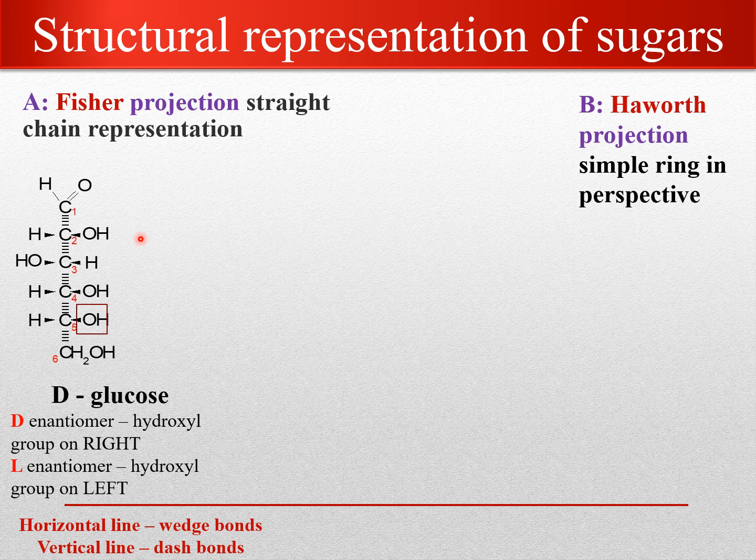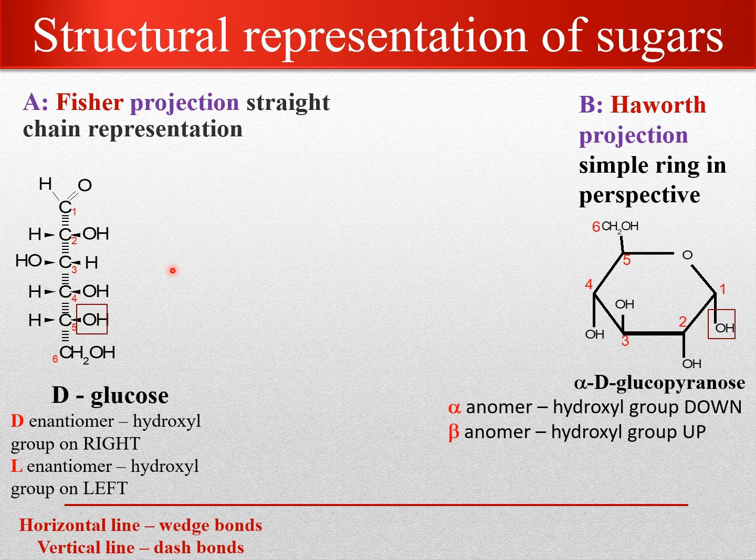And then you have Haworth projection, which is this ring structure, which gets connected from C5 and C1 to become a ring structure. You can see C5 gets connected to C1, becomes this ring structure, and it is a Haworth projection.